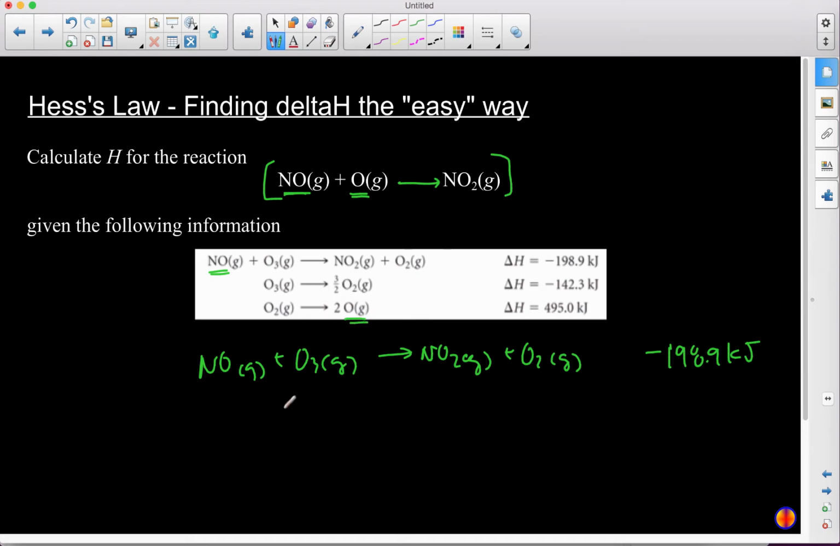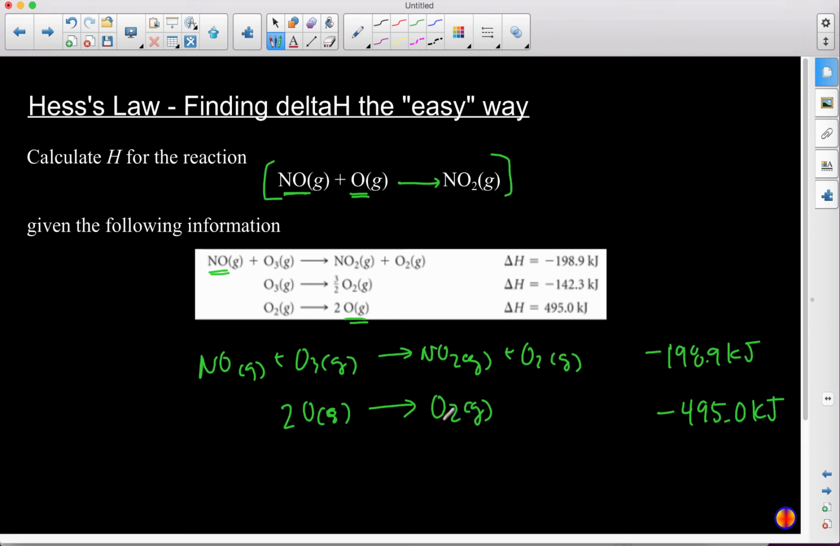Now, I also need O gas as a reactant, which means this one. So I'm going to take my 2 O gas, and that's going to give me O2 gas. I flip this reaction, so what happens here? Ding, ding, ding, negative 495. Okay, now I've got my reactants on the right side, and I know that I need NO2 as a product. That's on the right side. So now it's just a matter of deciding if I have what I need. I have NO and I have O. I have NO2. But it turns out that, actually, I think that reaction is not completely written right.